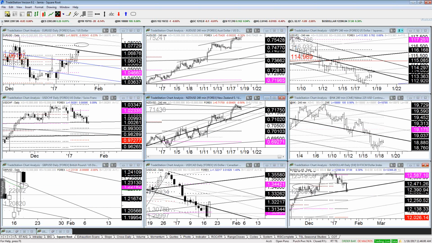Okay, so what else were we going to look at? Copper and silver, I think. Silver and copper. Okay.